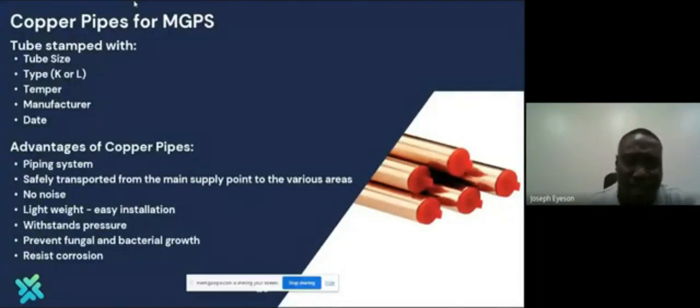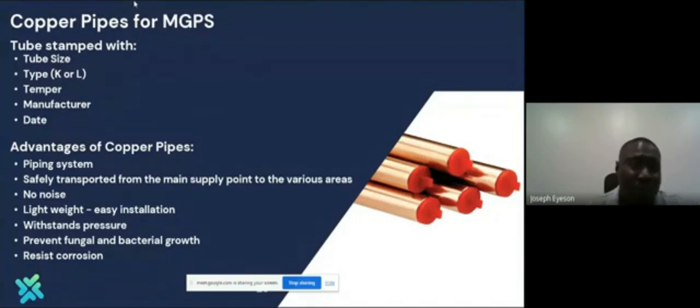And copper pipe is the common one that is normally used. The reason is it is easy to install. It is lightweight. It prevents some fungal and bacterial growth. It resists corrosion. And in transporting gas, it actually helps you to reduce the noise as well. So the advantages of using copper pipe are key. If you're a biomedical engineer, you need to know the type of pipe that is being used, whether it's a K type or an L type. It's very, very important to know that.